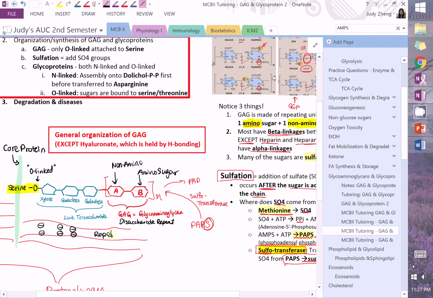The negative charge and the repulsive force is very important for the function of the GAGs and the proteoglycans. They're found in places like cartilage, they're found in synovial joints, and the more negative charge they have, the more they're able to resist being compressed.